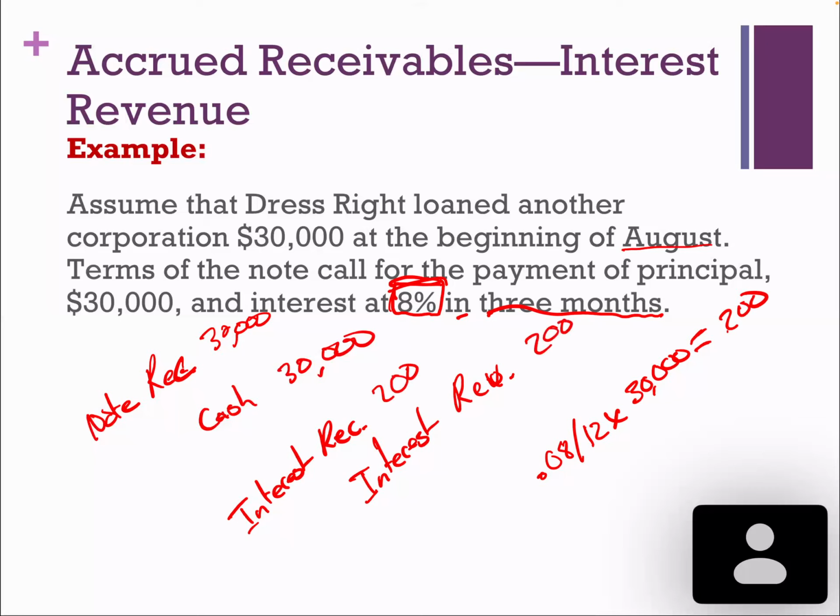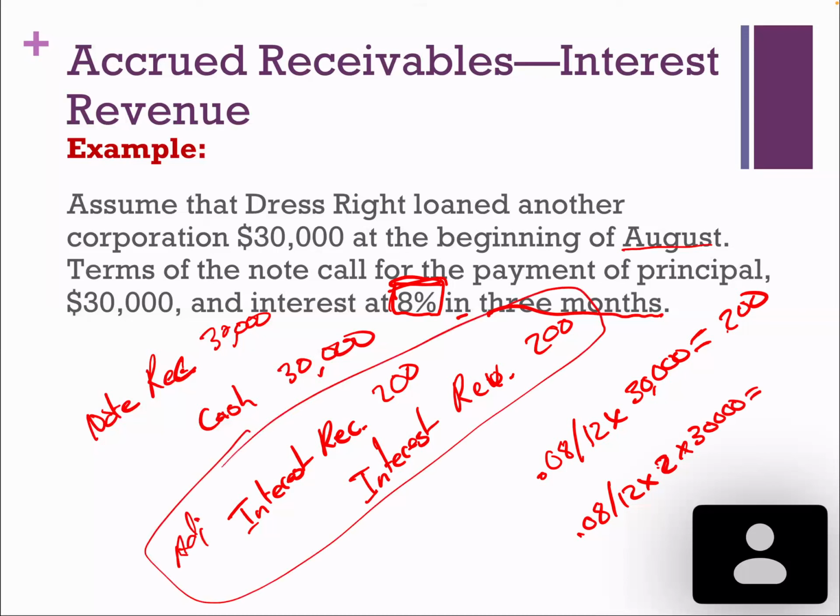If we were doing this, let's say we loaned them money on November 1st, then you'd have November, December, 2 months to get you to the end of the year. So it'd be 0.08 divided by 12, multiplied by 2 to get 2 months, and then multiplied by 30,000. That would be the amount for the end of the year if you're doing 2 months' worth of interest. But this is your adjusting entry for 1 month.